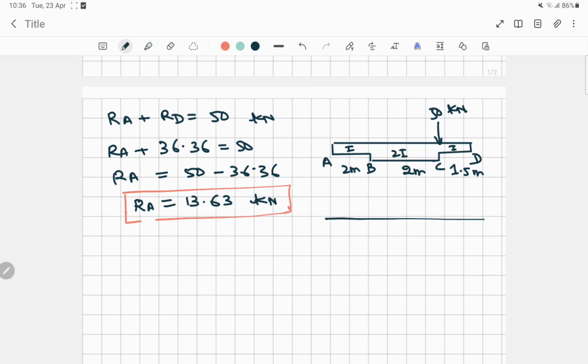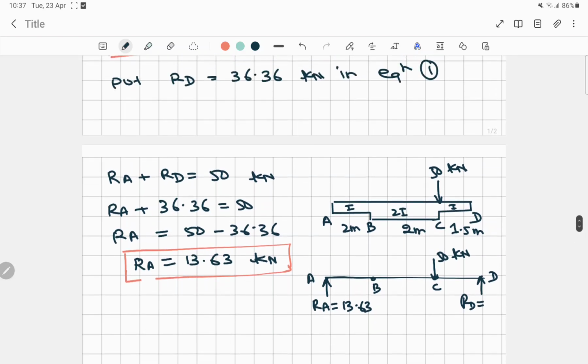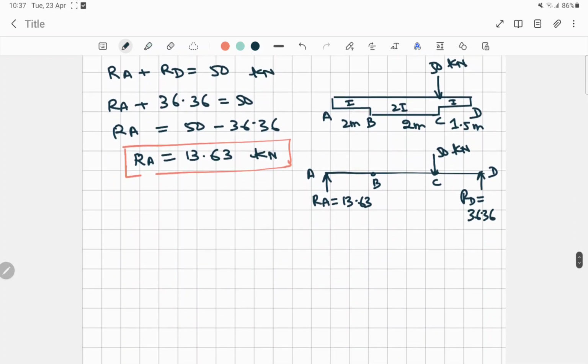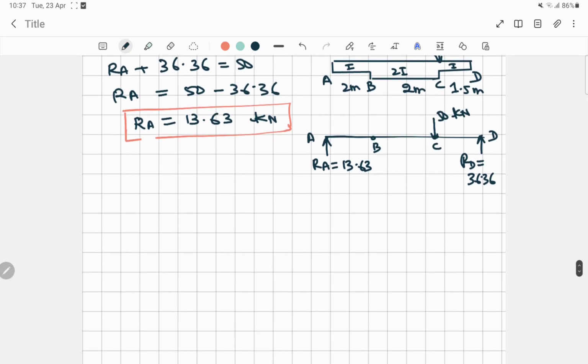now we have a value for RA. RA is equal to 13.63. This is B, this is A and this is D and this is C. C 50 kilonewton and RD value is 36. What was RD value? 36.36. Okay, so now we have to find the bending moment of B and C.